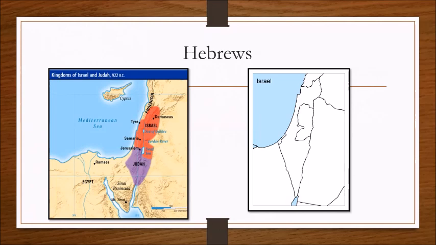So, what you can tell by looking at this slide right here with the maps is that these are the people of ancient Israel and Judah. This is modern day Israel today. So, yeah, we're looking at this group here. So let's go ahead and get into it.